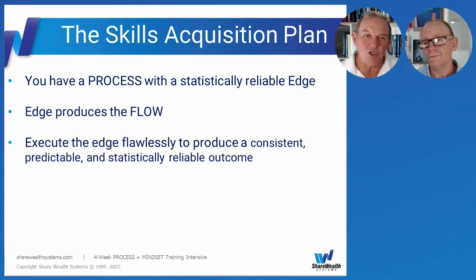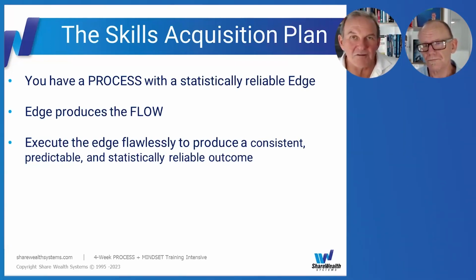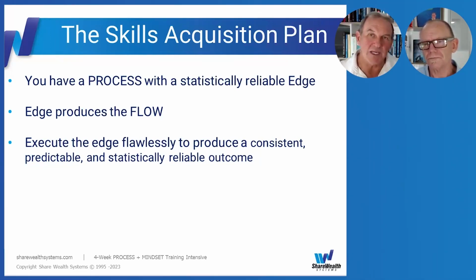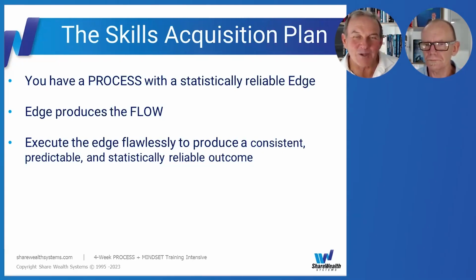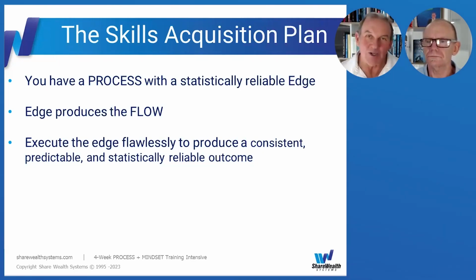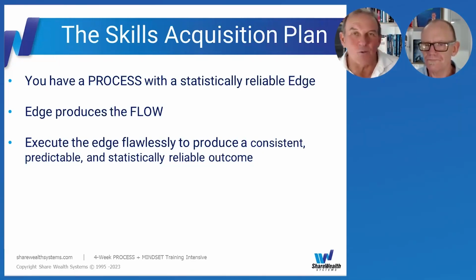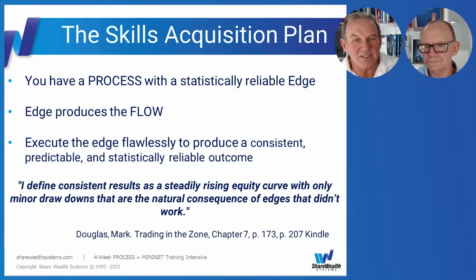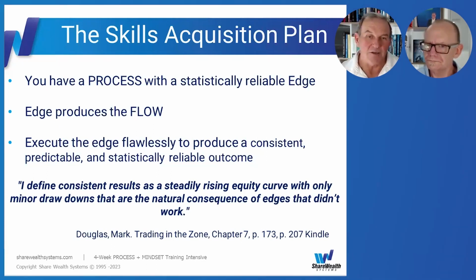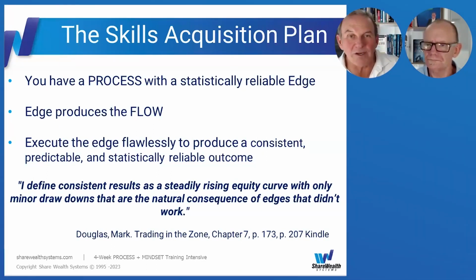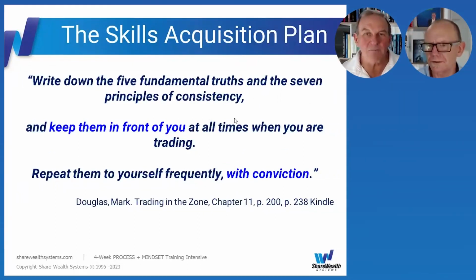We discussed executing flawlessly in the previous session, session 5, and you should go and watch that again, because that really does make the connection between doing this mechanically or not doing it mechanically. In fact, there's no other way, which is why, when you follow the logic that we cover there, Mark Douglas said you can only do this mechanically, in a systemized way. And that was his definition. I defined consistent results as a steadily rising equity curve with only minor drawdowns that are the natural consequence of edges that didn't work. So the edge that didn't work, that's a lost trade. You're going to have those, and you're going to be in this flow, and you want to get a steadily rising equity curve.